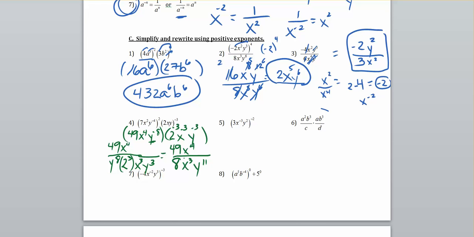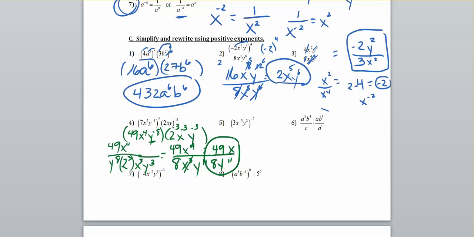Now I only have one more step because I can cancel the x's, meaning I have 4 up top and 3 in the bottom. I can cancel these 3 with 1 here. So I would get 49x all over 8y to the 11th, and that would be my final answer.